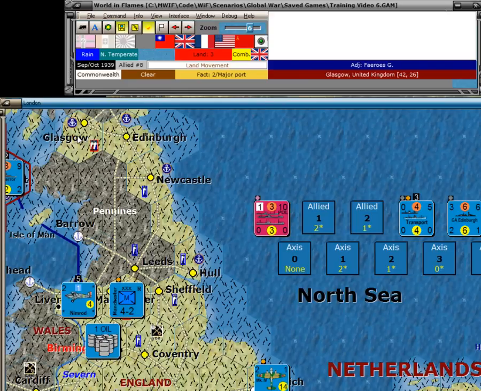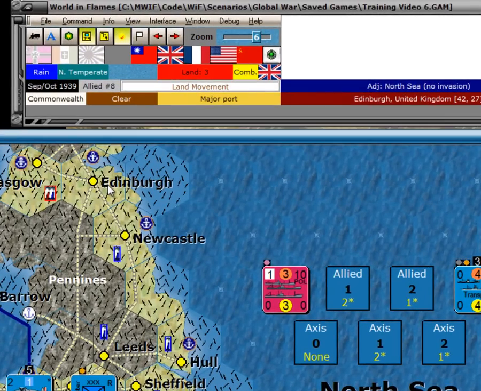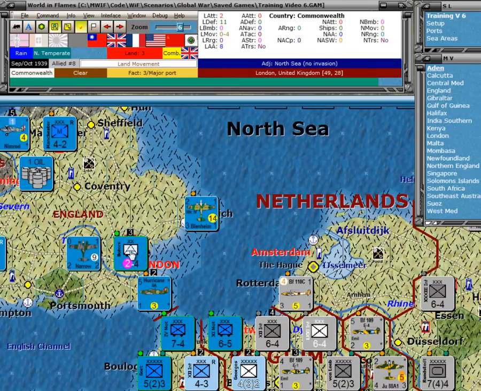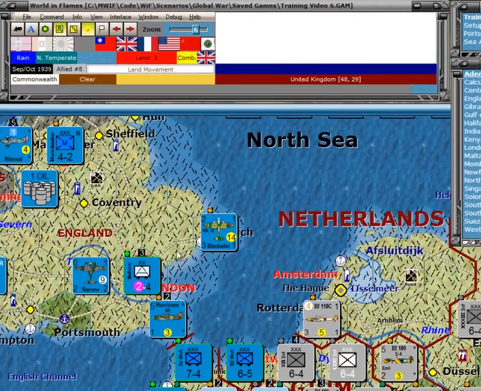There are 2 factories. There's also a major port, and the blue line has come up showing that it's adjacent to the Faroes Gap. If I move over to Edinburgh, we now have it's a major port, there are no factories, and it's adjacent to the North Sea. However, it cannot be invaded from the North Sea. The same is true for London down here. It's adjacent to the North Sea, but no invasion is possible. So this blue line up here is very important for letting you understand which hexes can and cannot be invaded.